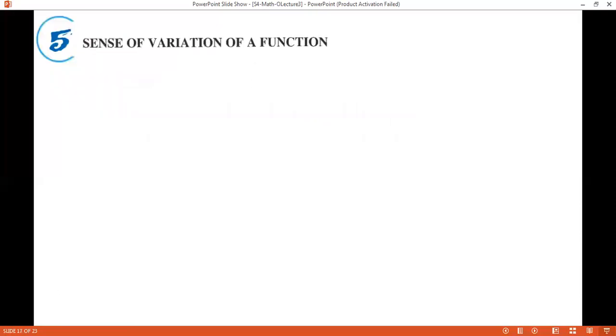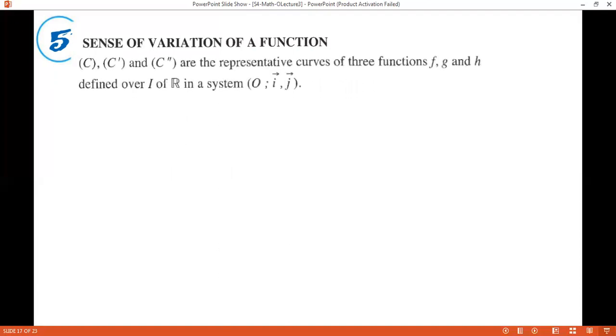Now the last thing I'm going to talk about in this video is the sense of variation of a function. We need to know the sense of variation of a function. Is it increasing? Is it decreasing? Is it constant? Is it increasing then decreasing? When I talk about those, I'm talking about the sense of variation of a function. And as you know, we have three conditions: it's either increasing, decreasing, or constant.